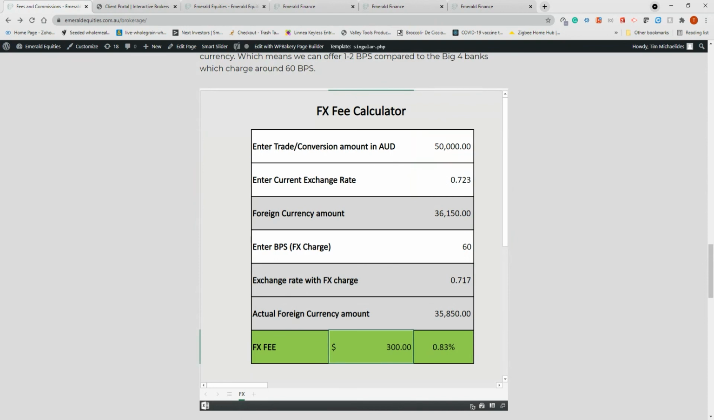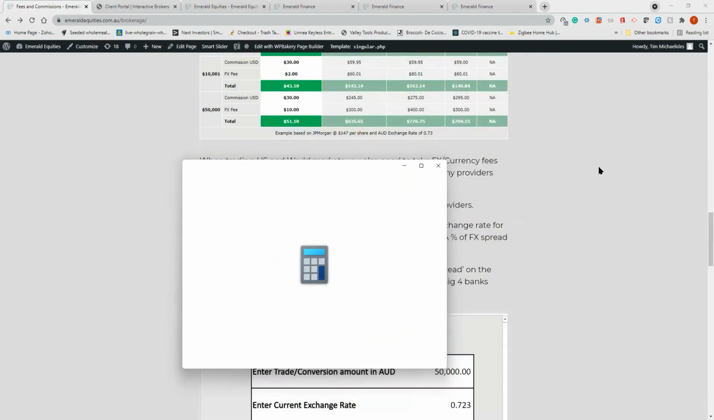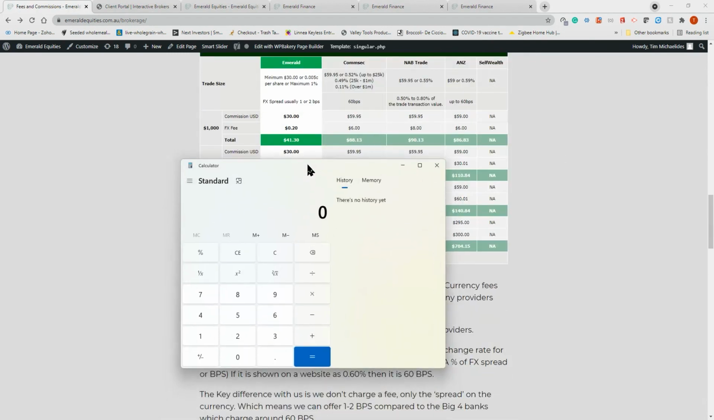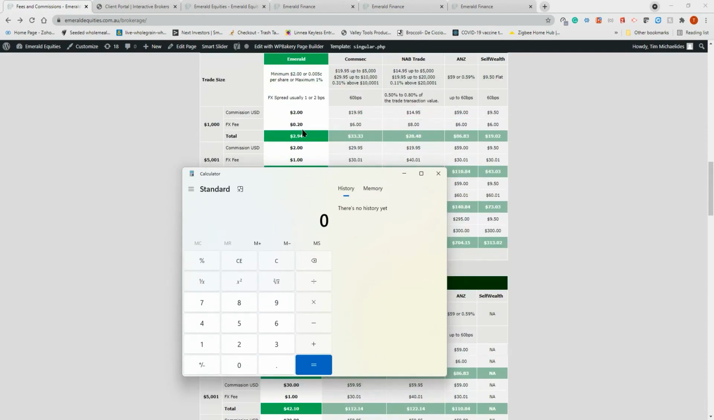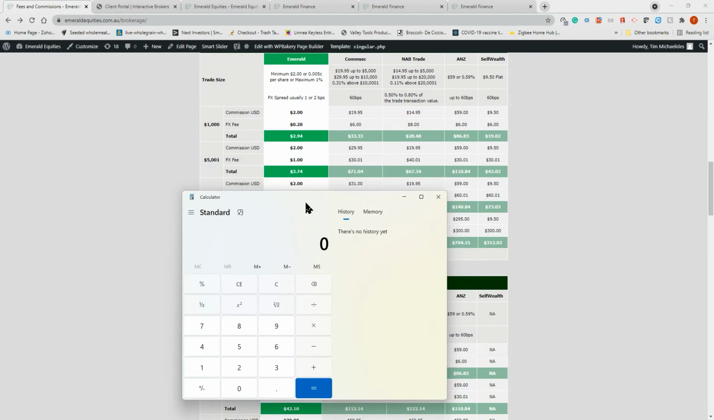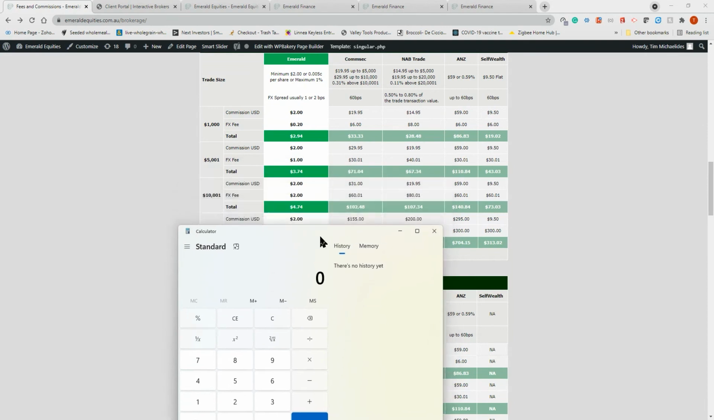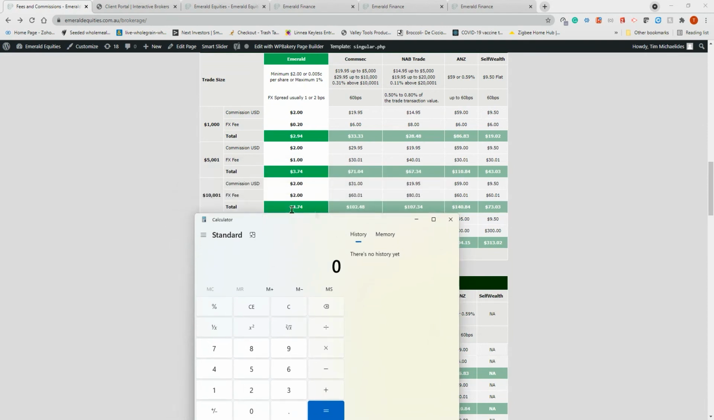Now think about this for a second, guys. If we're charging, let's say you're doing $5,000 a trade. Up here, let's have a look at this. $5,000 a trade. How much are we charging? We are charging $2 still at that level. So, $4.74 including currency fee, for a $10,000 trade.